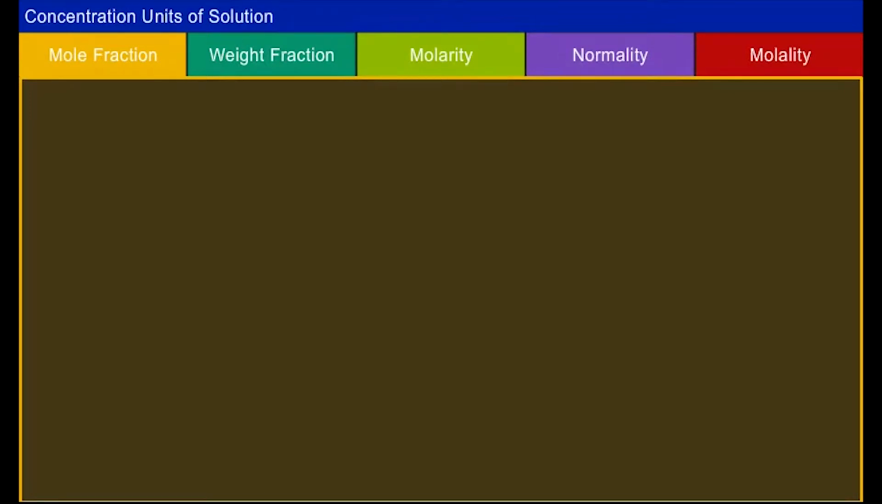Let us discuss concentration units of solution. Actually, there are several methods to quantify the amount of solute dissolved in the solvent, which is collectively called concentration. They are mole fraction, weight fraction, molarity, normality and molality.